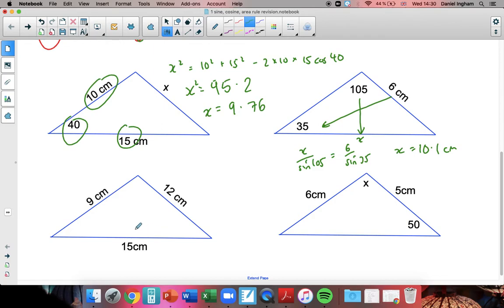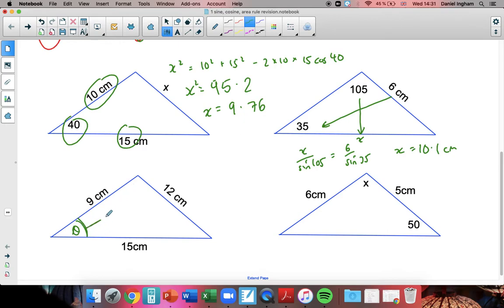And this one, we've got side, side, side, so that means we can use the cosine rule to work out any angle. Now, the thing to remember is, let's say I wanted to work out this angle here. It doesn't matter what it's labelled. I'm going to label it theta. Be careful if it's labelled something like A or B.